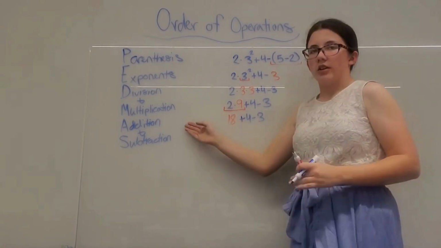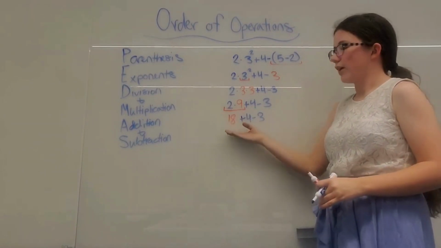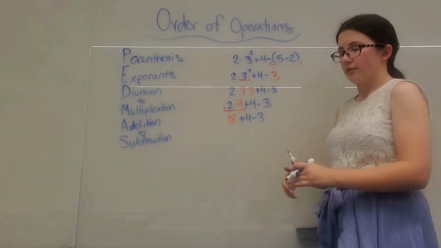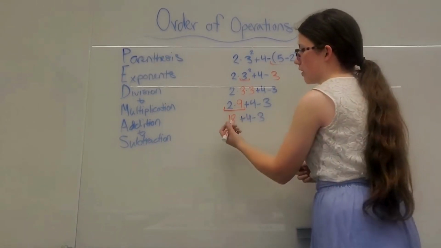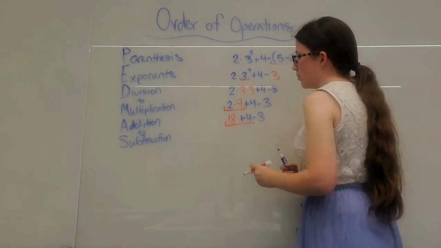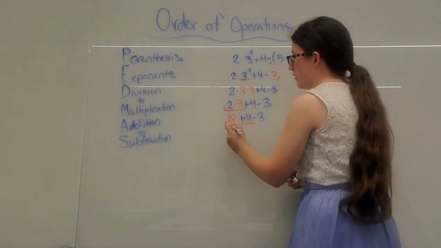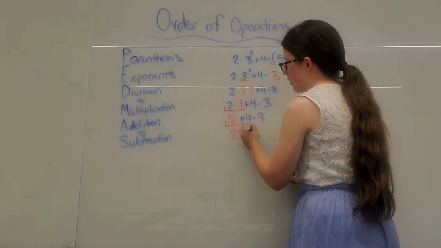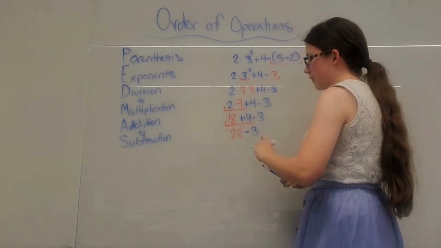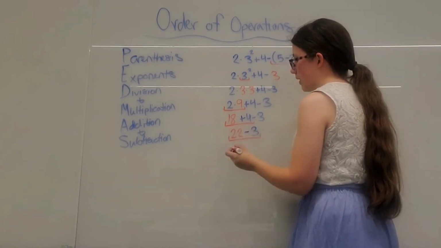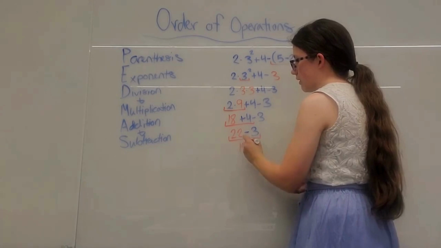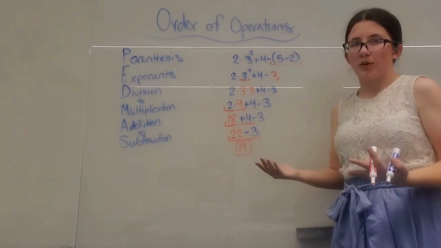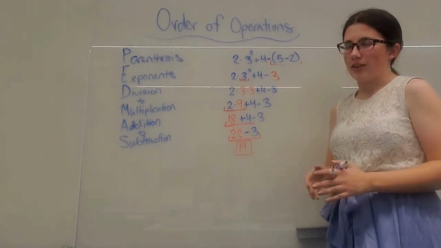And then for addition and subtraction, we have more than one, so we're just going to work our way from the left to the right. So we're going to do 18 plus 4 first, which is 22. And then do minus 3. 22 minus 3 is 19. So by using the order of operations, we have our correct answer.